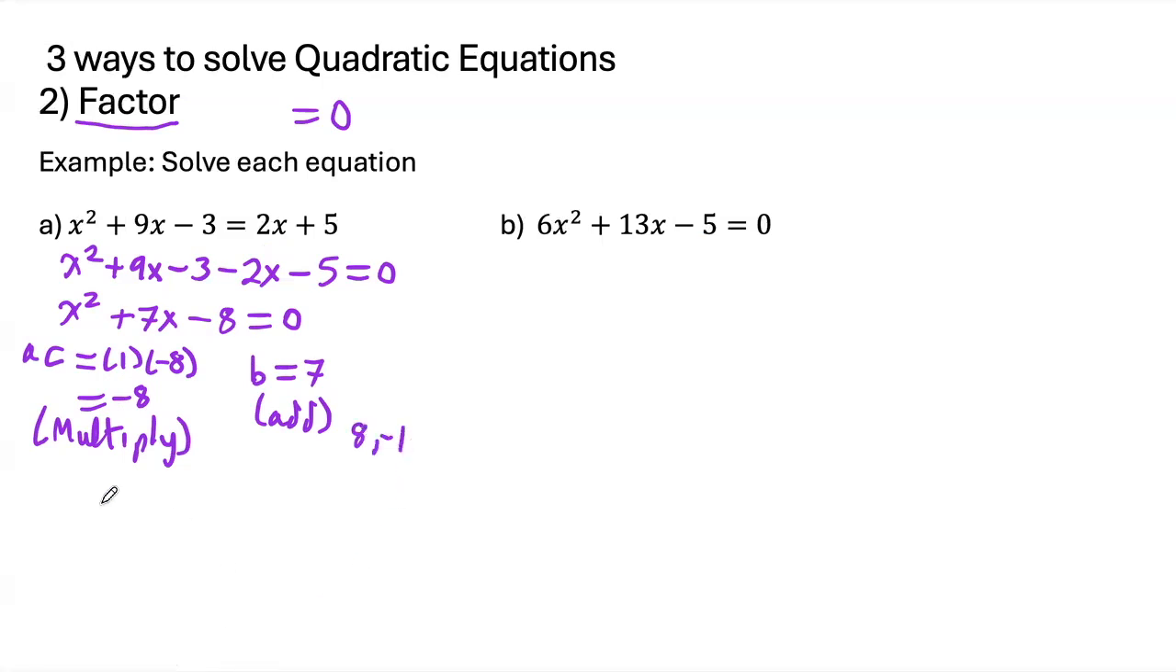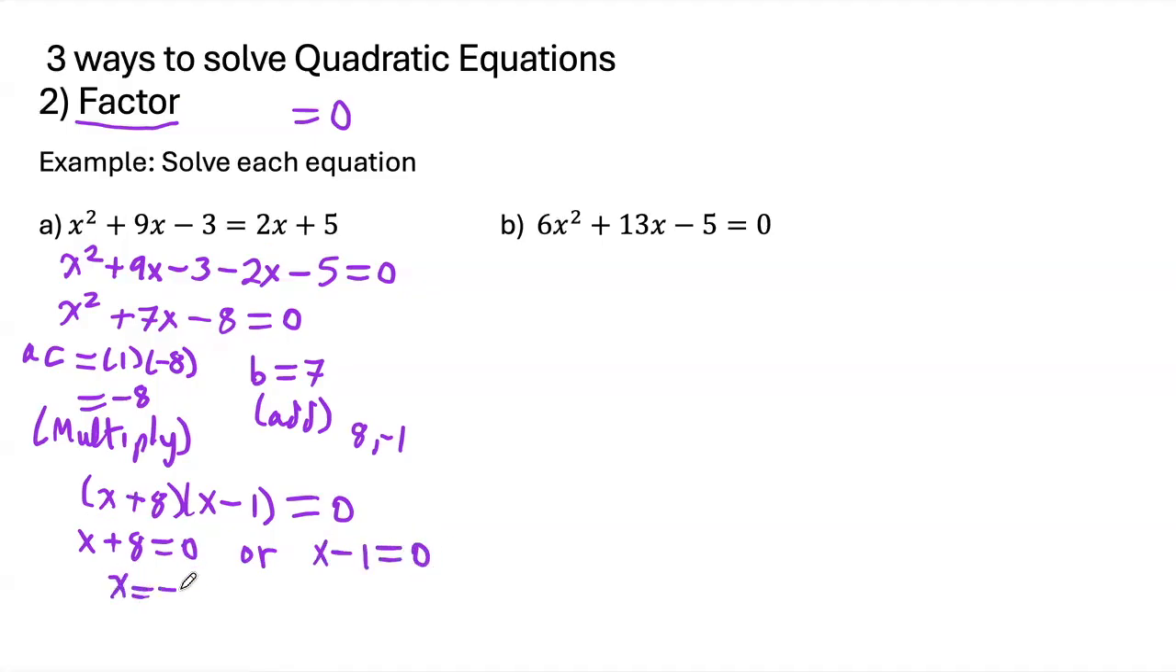So now I can factor into x plus 8 and x minus 1 equals 0. For those of you that are not familiar with factoring, please watch my factoring videos before you do these examples. So we have a product that's equal to 0. That means x plus 8 equals 0, or x minus 1 equals 0.